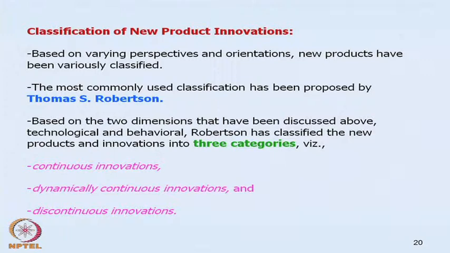Now, let us come to the classification of new product innovations. The most commonly used classification is the one proposed by Thomas Robertson, based on the two dimensions we have just discussed, the technological dimension related to the product and the behavioral dimension related to the consumer. Robertson has defined innovations into three categories: one, continuous innovations; two, dynamically continuous innovations; and three, discontinuous innovations.